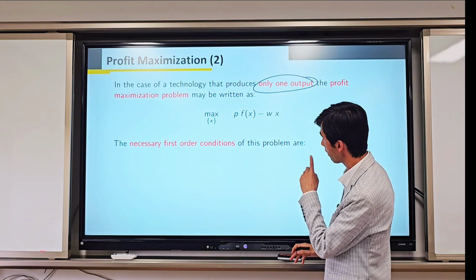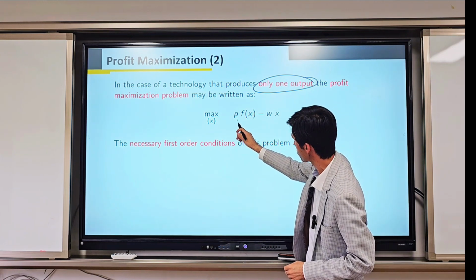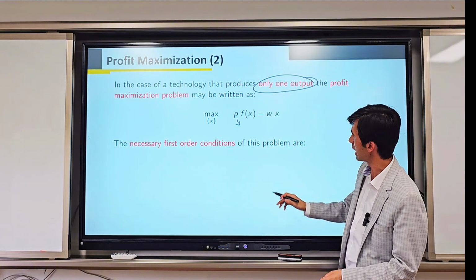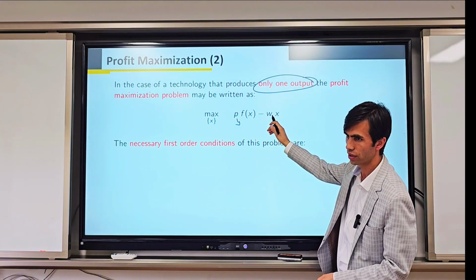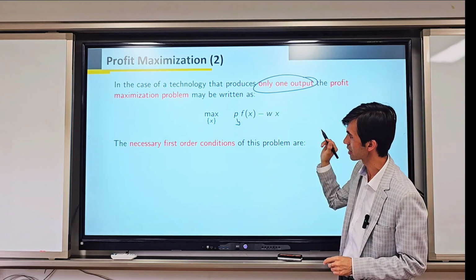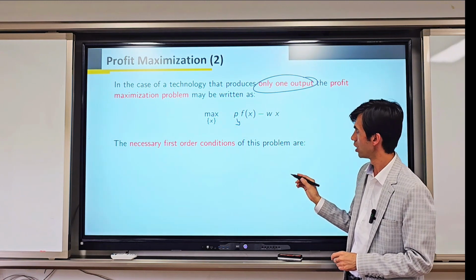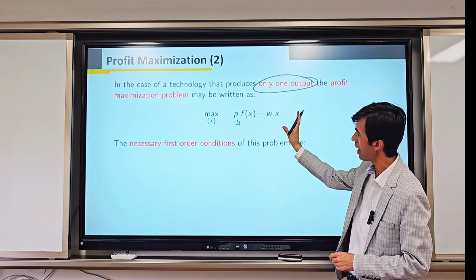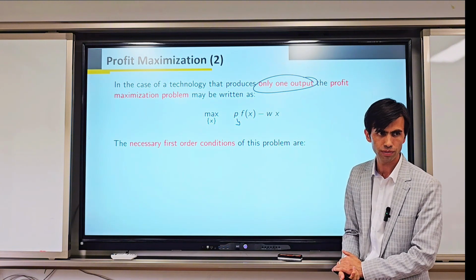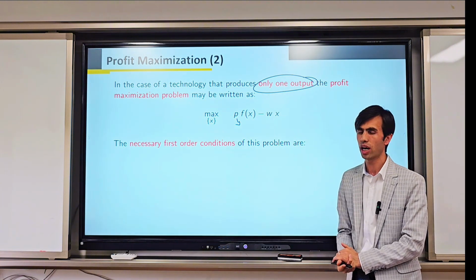In the case of only one output, this P is the price of our output. And again, this W is the price of inputs, and this X is our input. So then, when we have this kind of profit maximization problem, how can we maximize our profit?